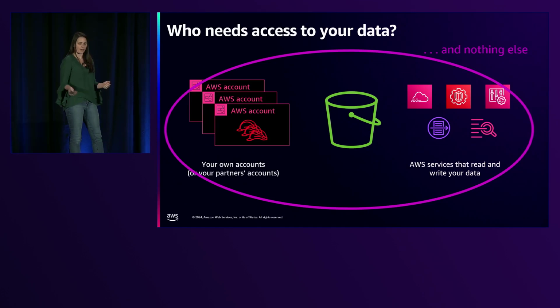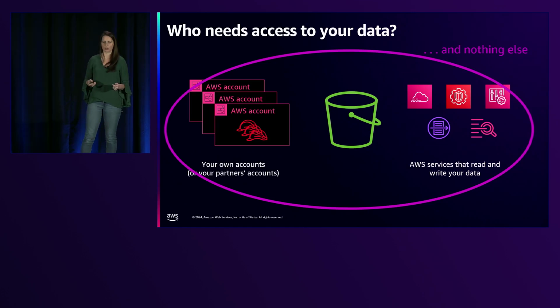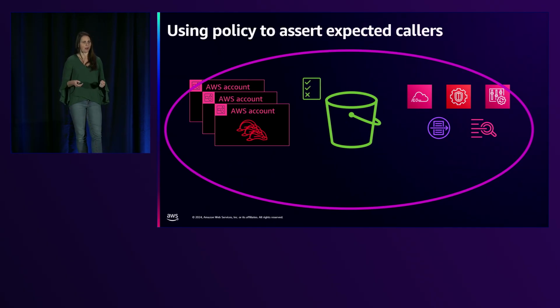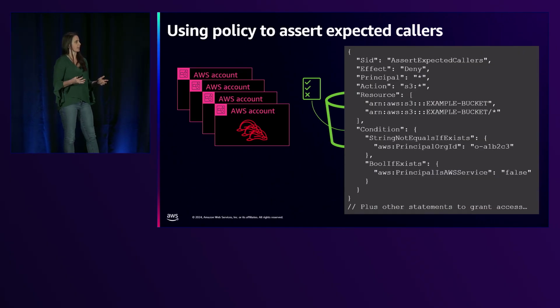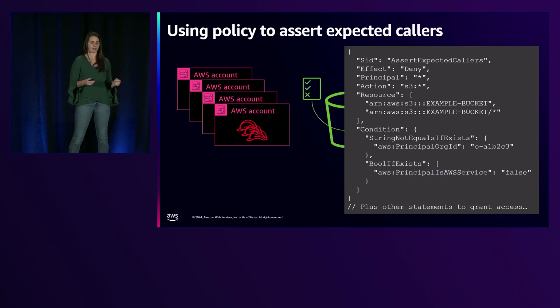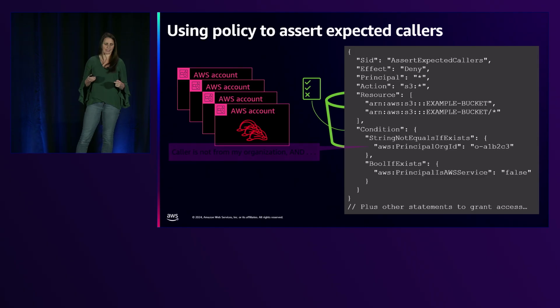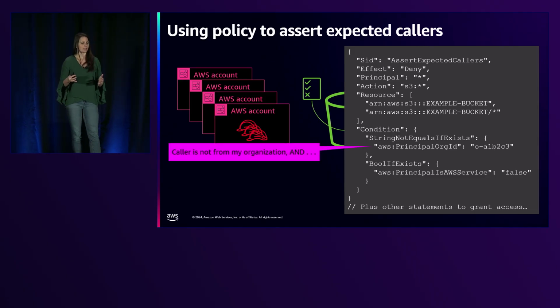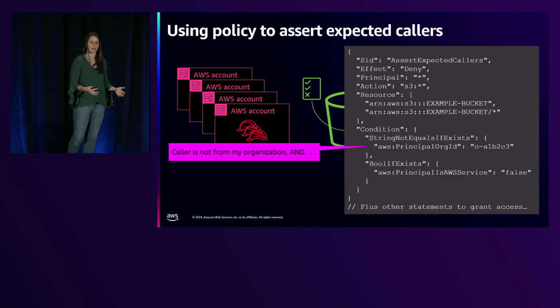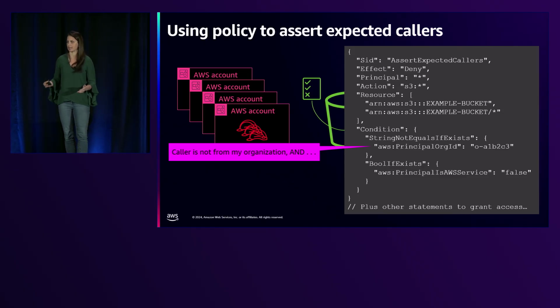And so if we think about this circle here as a perimeter around the access that I want to my buckets, we can use a bucket policy to write that in our policy language. And we're going to use a deny policy here. So the effect is to deny. And we are going to deny access for S3 if the request is not coming from my organization. And we can have a list of organizations here, right?